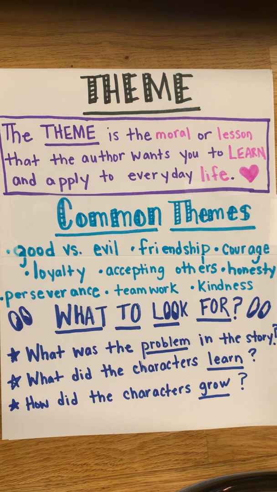Another common theme is accepting others or acceptance. The characters in the story accept others' differences and beliefs and respect them. A good one for that would be the story Chrysanthemum, about the little mouse who goes to school for the first time and everyone makes fun of her name because it's so long and it scarcely fits on a page. Through the end of the story, they learn to accept Chrysanthemum for her very long name and know that a name is just a name. It doesn't make someone a good or a bad person.